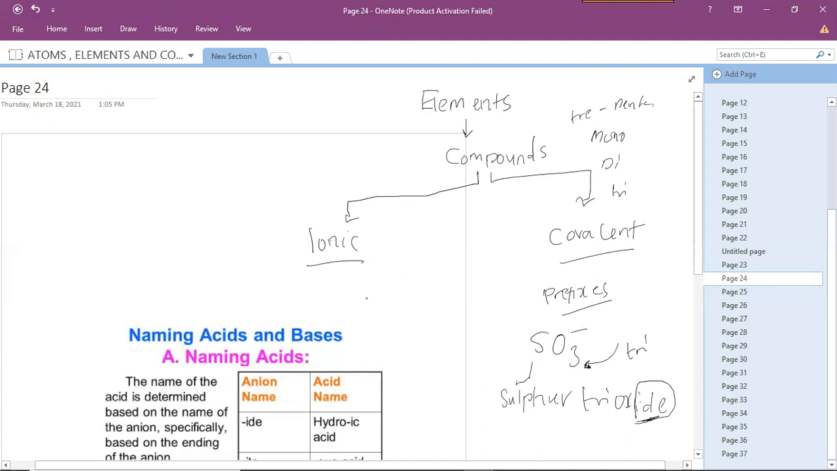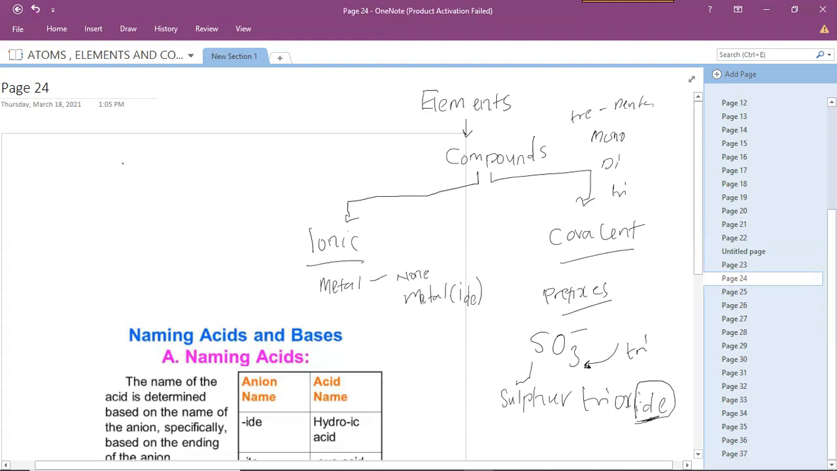However, with ionic compounds, we name the metal first. The first thing that you're supposed to name is the metal, because an ionic compound comes from the attraction between a metal and a non-metal. So you name the metal first, then you name the non-metal, making sure that the non-metal again ends with IDE. But again, the numbers with these ionic compounds don't necessarily mean tri, di, etc. They actually mean charges on ions.